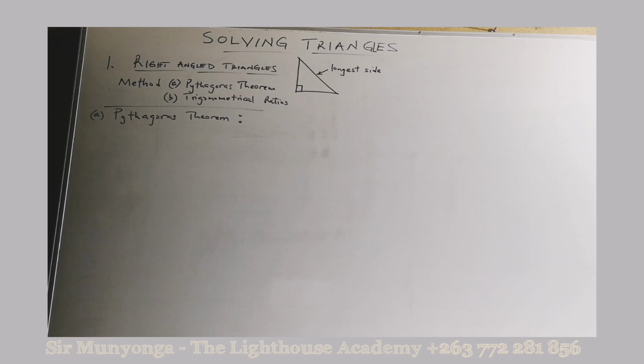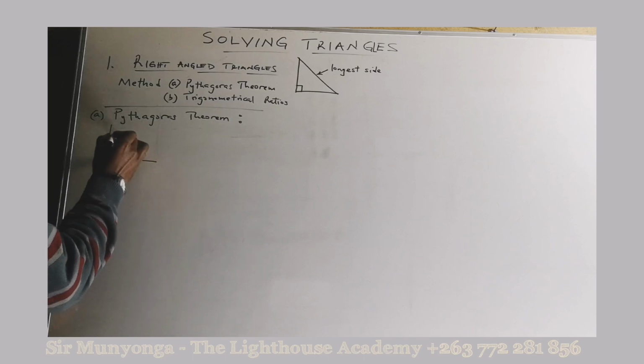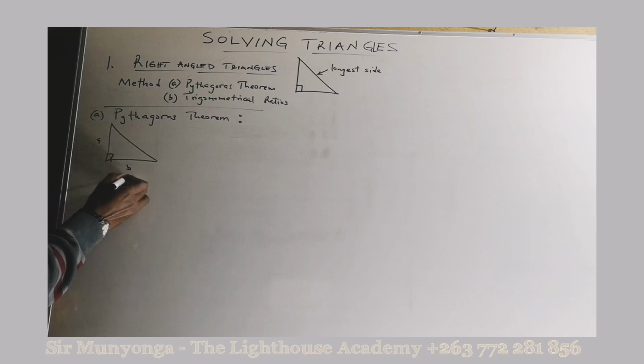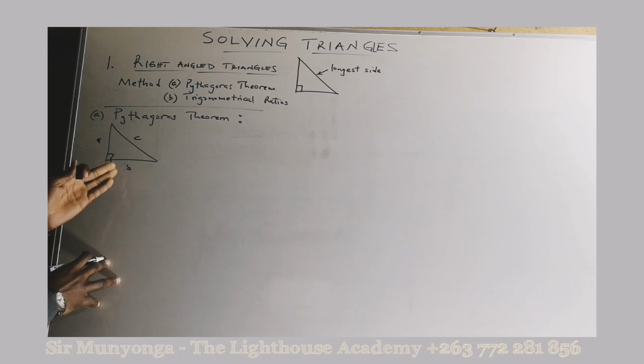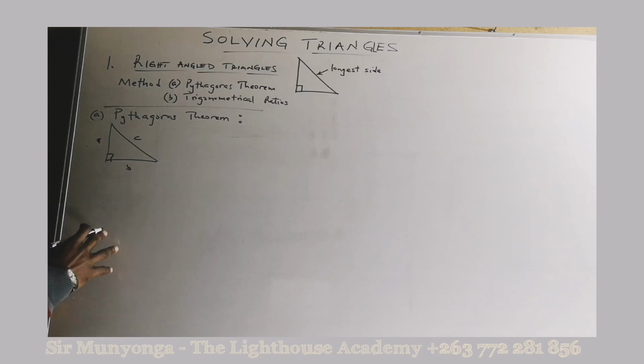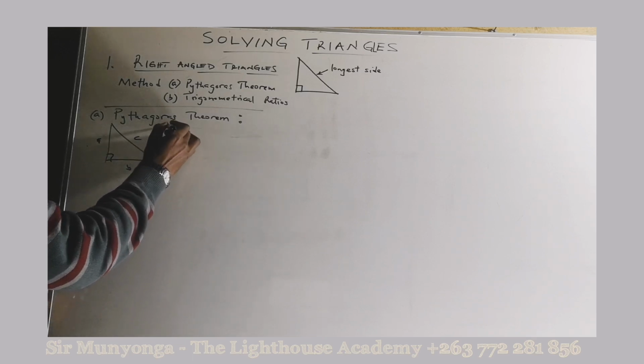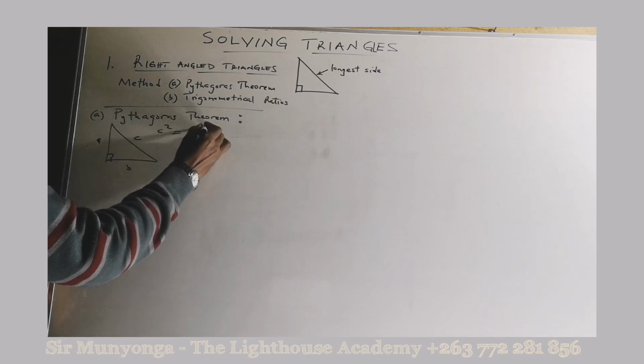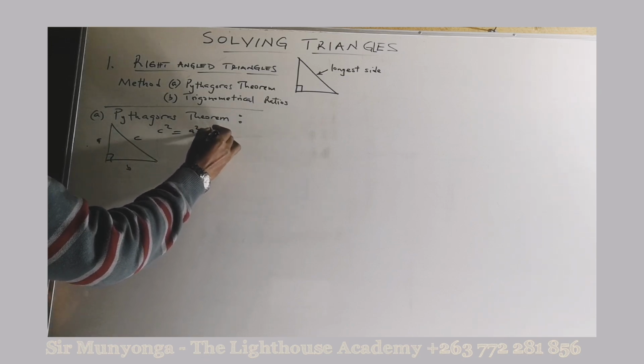So what does the Pythagoras Theorem say? In a right angle triangle, let's say the sides are A, B, and C. The C side is always the longest side. You can see it is different from these two sides, A and B. So C is the longest side in any right angle triangle. The Pythagoras theorem relates the squares of the three sides. It says that C squared is equal to A squared plus B squared.